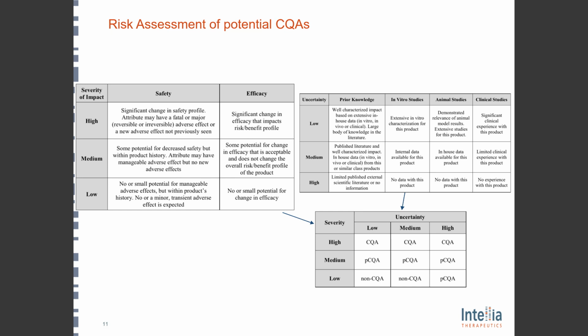So this slide shows a generic risk assessment for potential CQAs, right? On the left, we show a table for severity of impact, where you can define your quality attribute as either low, medium, or high severity to your product, to either the safety or the efficacy. Really defining what you mean by low, medium, and high for both safety and efficacy is important here, in order to use this to define what are your CQAs, your PCQAs, and your non-CQAs.